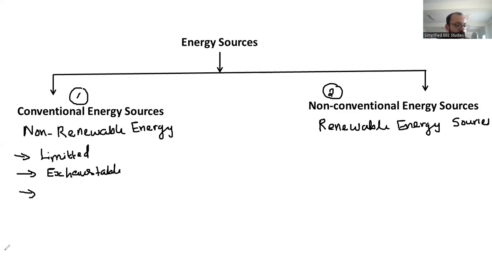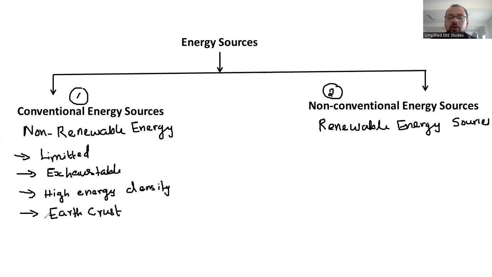Moreover, it has one salient feature: high energy density. Similarly, where can you extract conventional sources of energy from? They are available in the earth crust. You can note down earth crust. It takes a very long period, like fossil fuel, which you might have heard about. It takes a long time to form, maybe thousands of years.